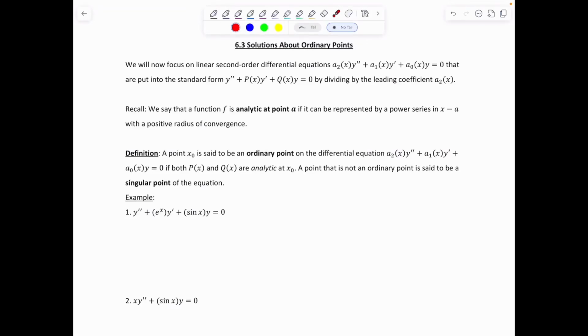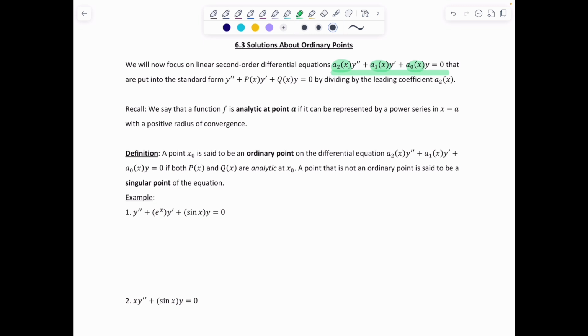In this video, we're going to learn about solutions about ordinary points. This is the video lecture for section 6.3 for differential equations. So now we're going to focus on linear second order differential equations. Remember, they have the following form: a2 of x y double prime plus a1 of x y prime plus a naught of x times y equals 0. And each of these are functions of x, the coefficients on y double prime, y prime, and y.